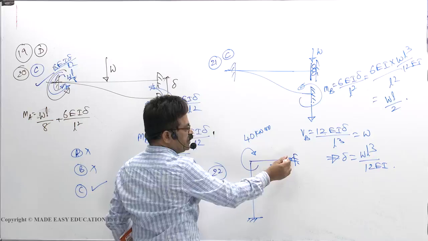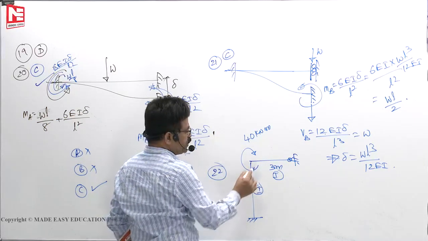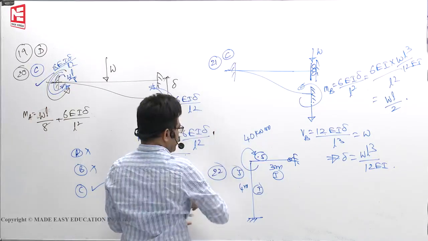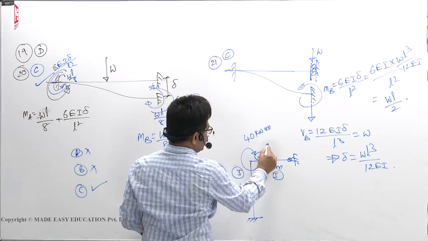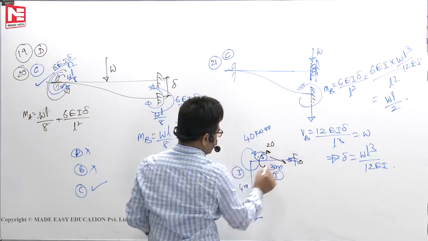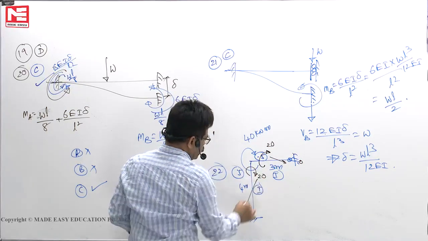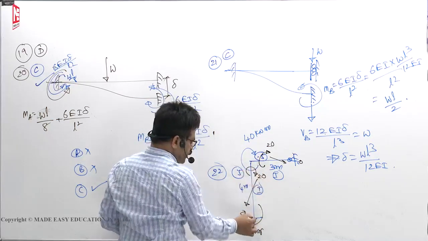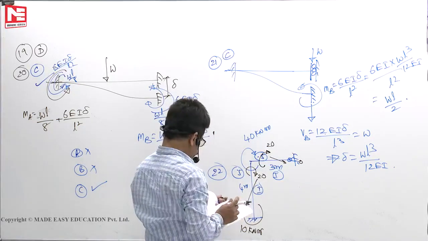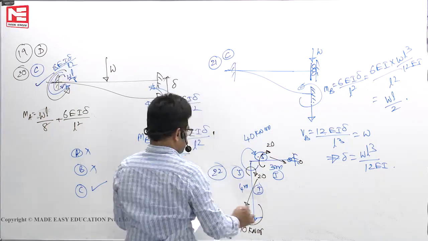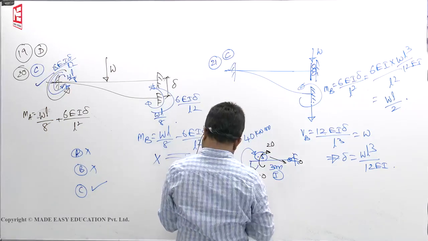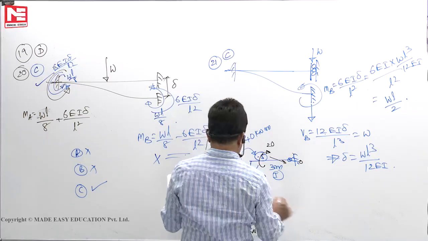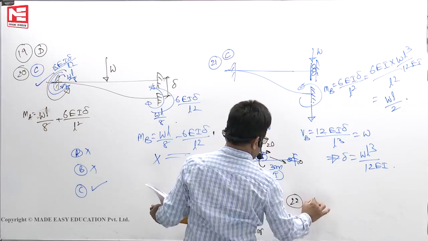I told you if the far end is hinge 3 meters, far end is fixed 4 meters, distribution factors are 0.5, 0.5. So this 40, after distribution it becomes 20. From here 0, no carry over moment. Here also it becomes 20. When you carry it over, 10 you will get. First distribute, then carry over. So 10 kilonewton meter is asked at A. So what is the moment reaction at A? 10. So that means the 22nd question, B is the answer.